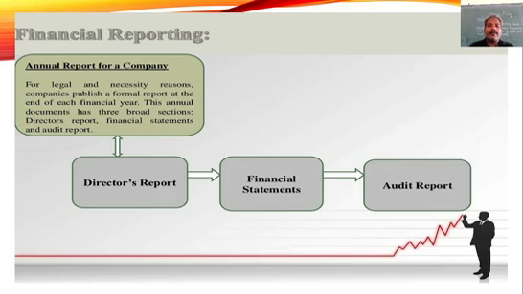The annual report for a company. For legal and necessity reasons, companies publish a formal report at the end of each financial year. The annual document has three broad sections: the director's report, financial statements, and the auditor's report, which is called the audit report. So it is classified into three. The first category is the director's report, the second is financial statements, and the final one is the audit report.